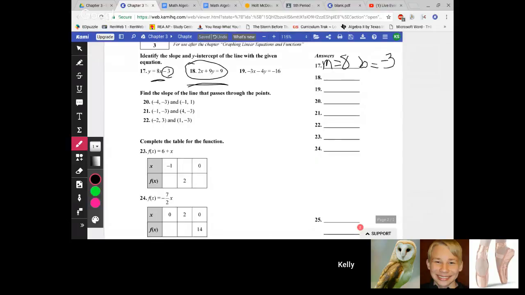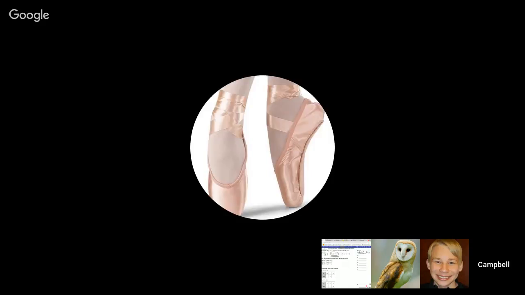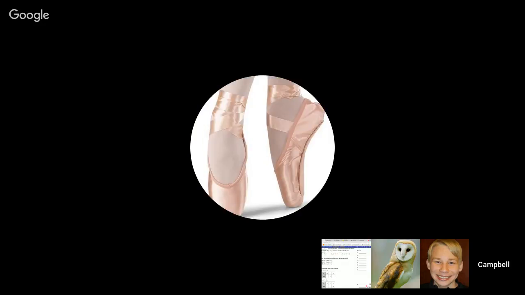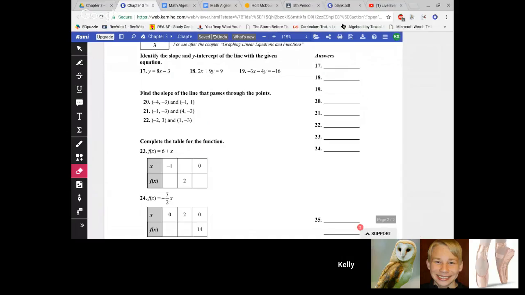Okay, what was your specific question? I had a question on 20, 21, and 22. Okay. Cool. I know how to do it, but my brain got confused. Yeah, I'm going to be honest with you. I feel like slope is one of those things where it can really be a tricky thing.